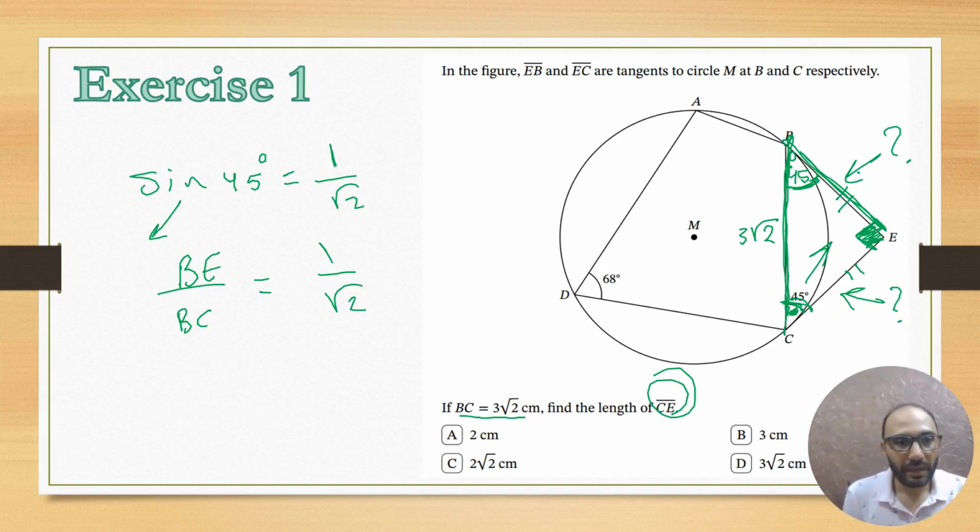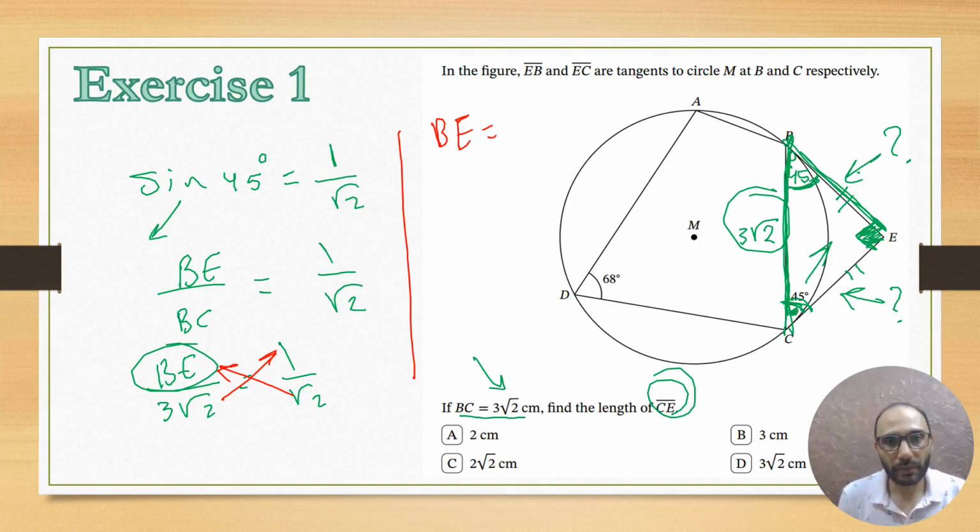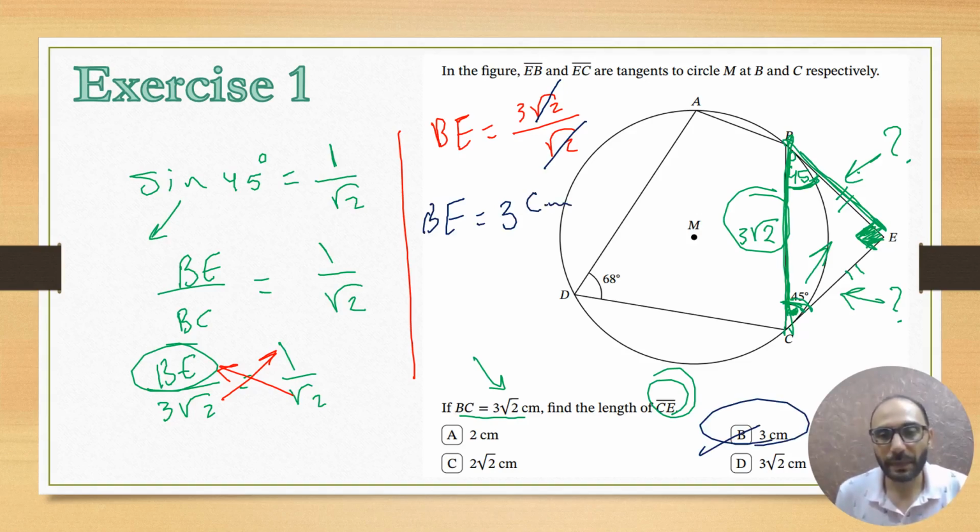That means BE over BC, which is 3 root 2, given here in the problem, equals 1 over root 2. To find BE, we use cross multiplication. So BE equals 3 root 2 times 1, which is 3 root 2, over root 2. By multiplying square root of 2 with square root of 2, BE equals 3 centimeter. So the correct answer here is 3 centimeter.